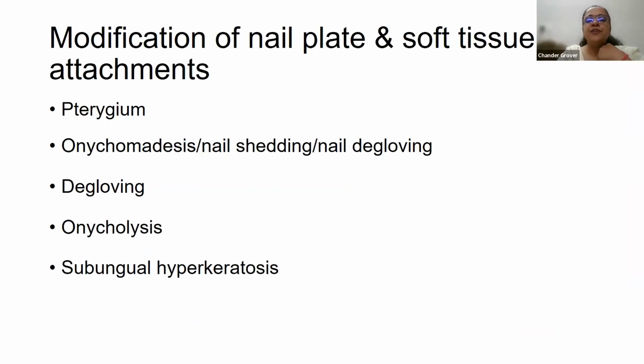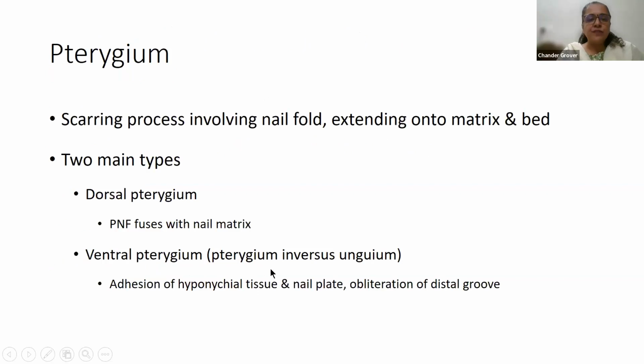Then coming to modification of nail plate and soft tissue attachments. Here we are moving beneath the plate surface now, and the attachment with the bed is compromised. This can be compromised in the form of a pterygium, nail shedding, onychomadesis that we talked about, which is proximal degloving, or onycholysis, the distal separation, which we talked about, or subungual hyperkeratosis. To some extent, we have already covered the subungual hyperkeratosis part of it in the thick nail. I'll tell you about the rest of the entities.